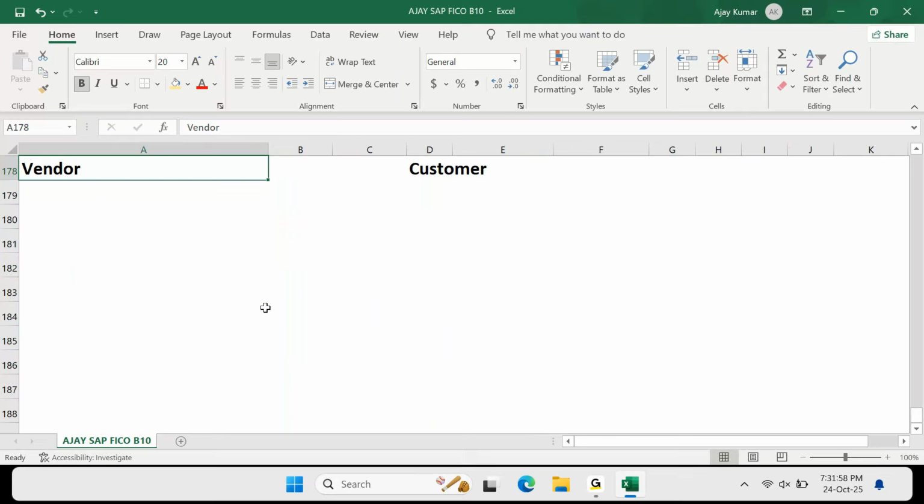If you are not working on an SAP implementation project, the client is not using SAP.